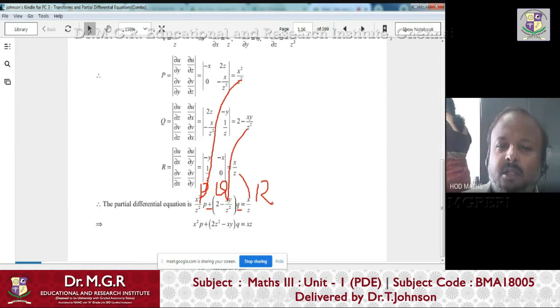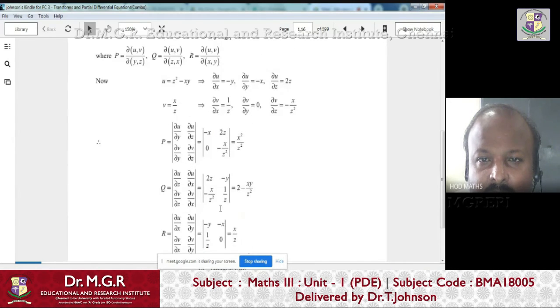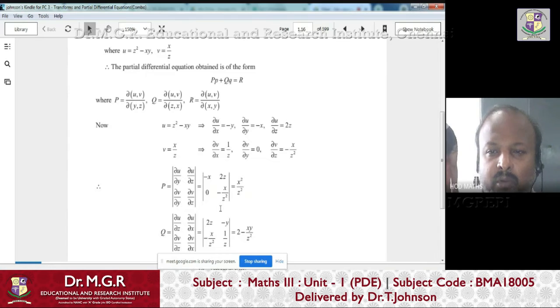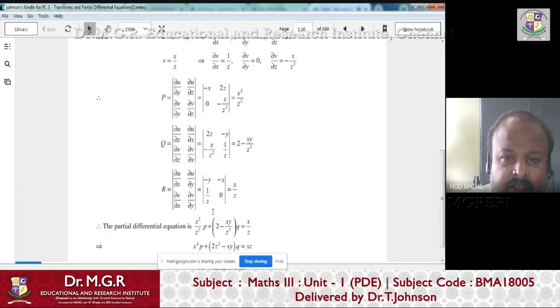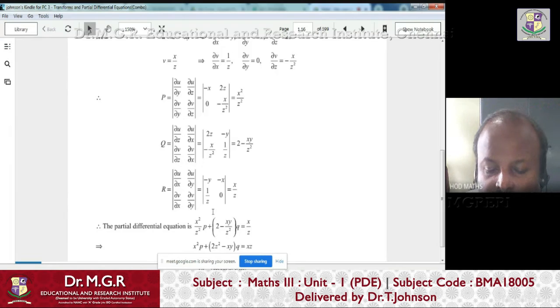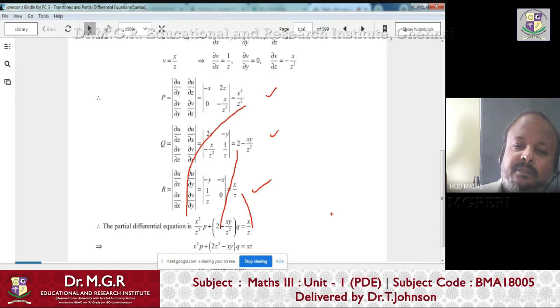Here there is no differentiation, no substitution, all these things. The only thing you have to find are these simple things: dou u by dou x, dou u by dou y, dou u by dou z, and dou v by dou x, dou v by dou y, dou v by dou z. Then you substitute that in all these 3 determinants and find the determinant values. All the 3 determinants, 1, 2, and 3, you directly substitute here, then automatically you will get the solution.